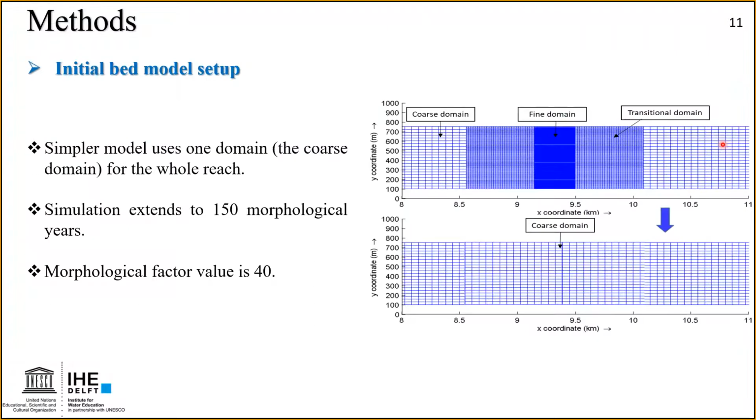So what we did is carry out an initial bed model setup. We set up a new model with a coarse domain to simulate this instead of 3 domains. We use a simpler model and carry out the simulation until 150 morphological years, also with a morphological factor of 40. And after the system becomes steady, we put in the bridge piers. We export this bed to our numerical flow model, put in the bridge piers, and carry out our simulation.